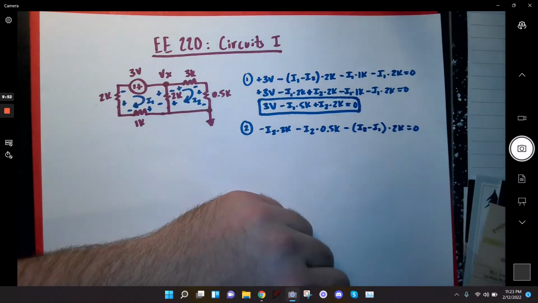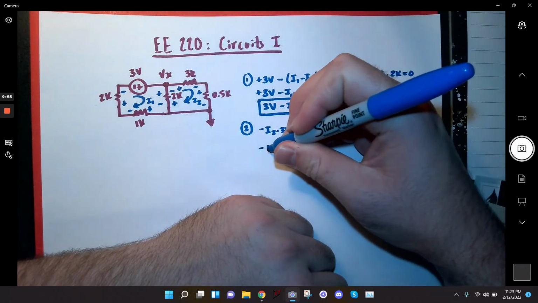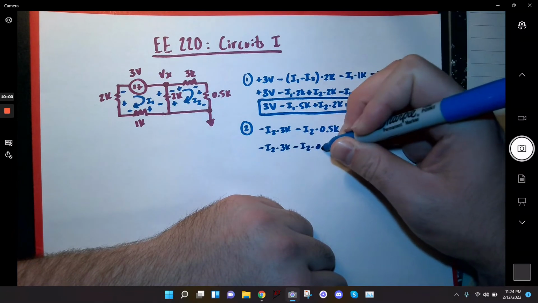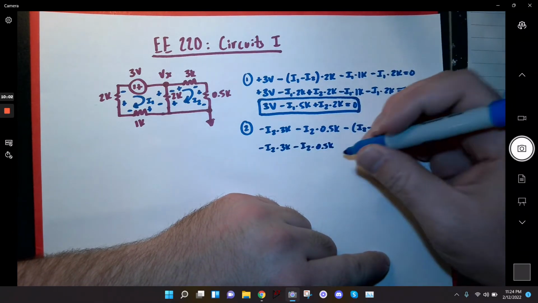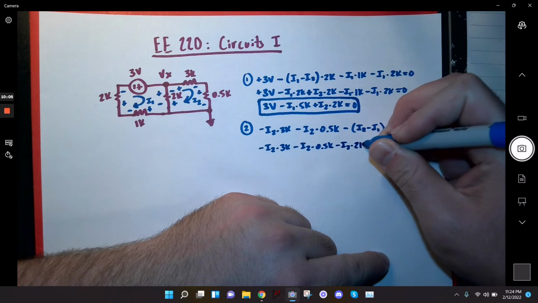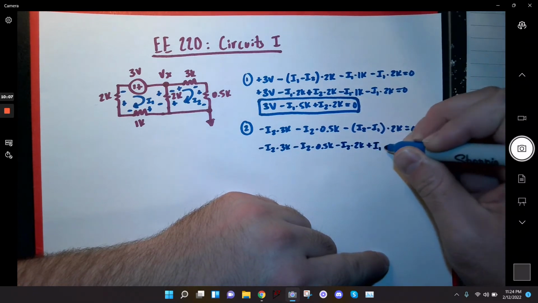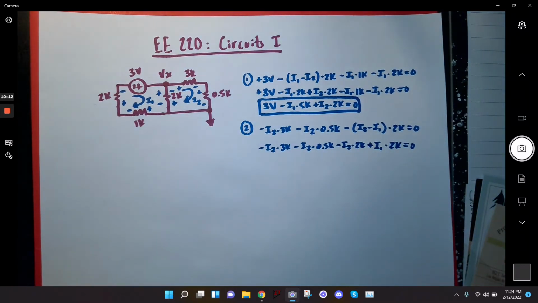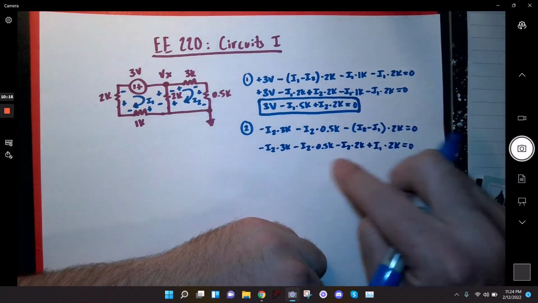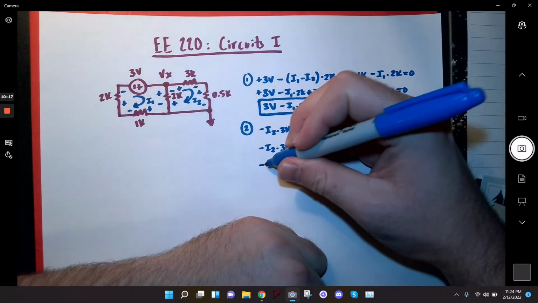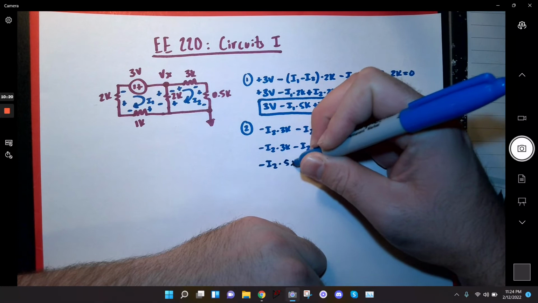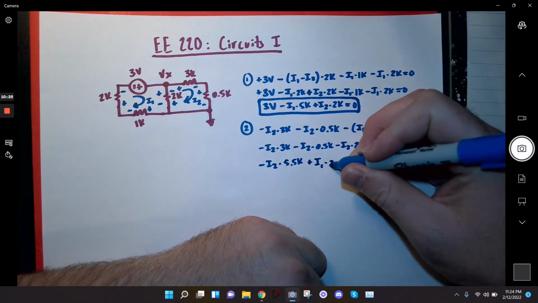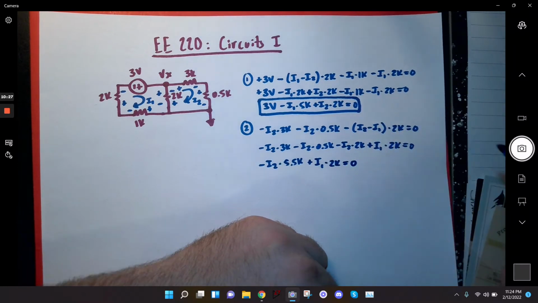Okay, and then there's a few terms we can combine here. So we've got minus I2 times 3k, minus I2 times 0.5k, minus I2 times 2k, and then plus I1 times 2k equals 0. And now we can group the 3k, the 0.5k, and the 2k into 5.5k, so we get minus I2 times 5.5k plus I1 times 2k equals 0.